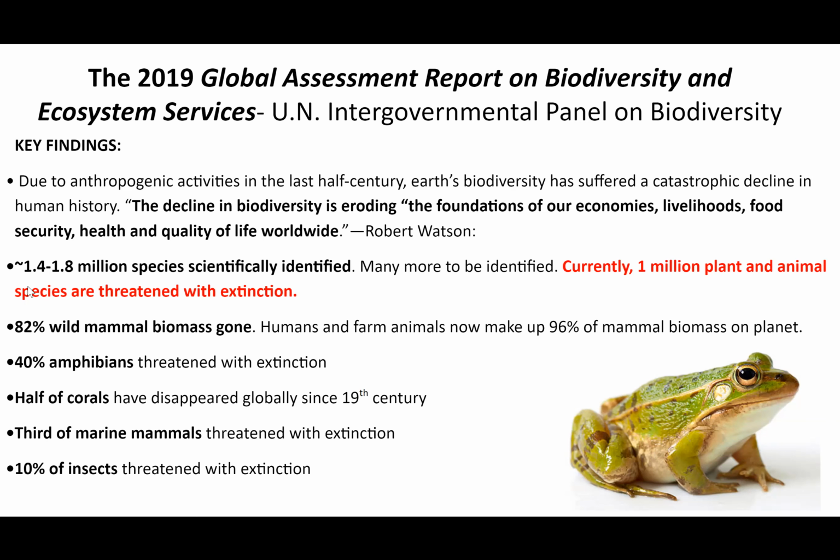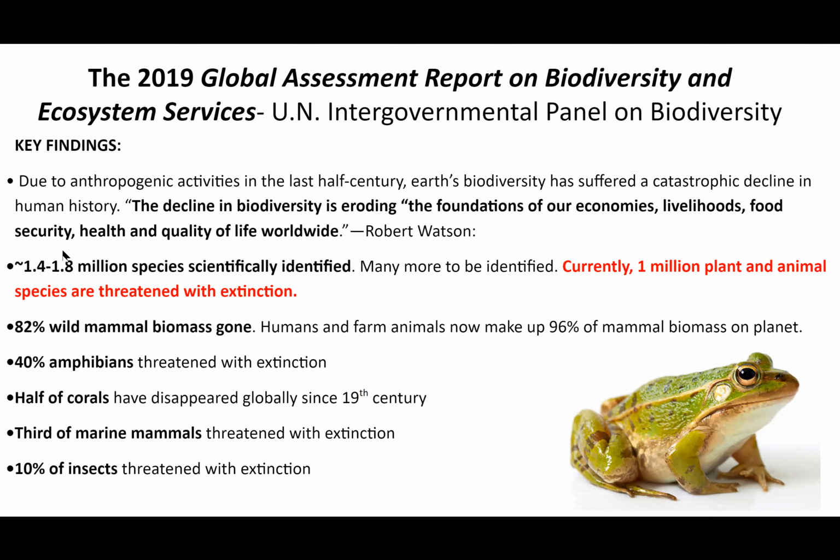Now, depending on who you ask, there's about 1.4 to 1.8 million species that have been scientifically identified on planet Earth. Now, what does that mean? It means a scientist found them and gave them a genus species name. Like our genus species name is Homo sapiens, right? So for something to get that genus species name, a scientist has to discover it, characterize it, and then give it a species name. So that's what it means when we say we have 1.4 to 1.8 million species.